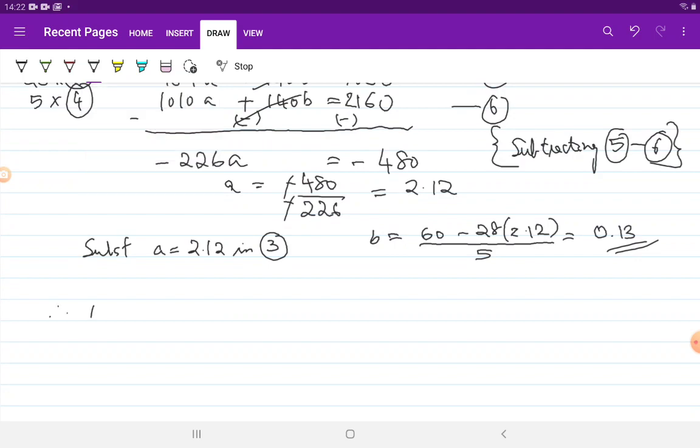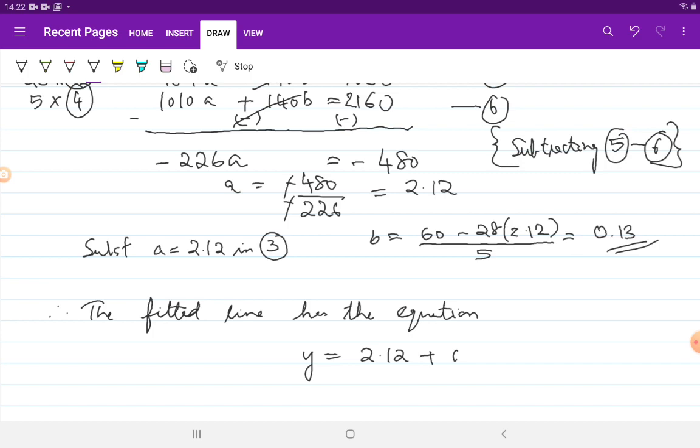Therefore, the fitted line has the equation y is equal to ax plus b. Ax plus b, that is 2.12x plus 0.13. This is your final answer.